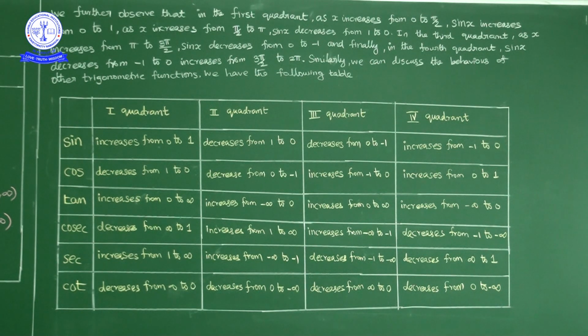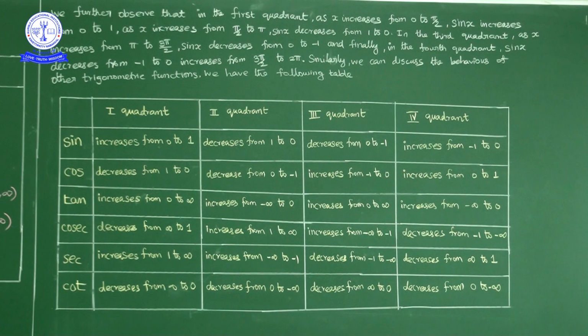Now what we can observe is that in the first and second quadrants sin x is positive: it increases from 0 to 1 in the first quadrant, and decreases from 1 to 0 in the second. In the third quadrant, sin x decreases from 0 to minus 1, so it is negative. In the fourth quadrant it increases from minus 1 to 0, but it is still negative. So in the third and fourth quadrants sin x is negative. Now similarly we can discuss the behavior of other trigonometric functions.